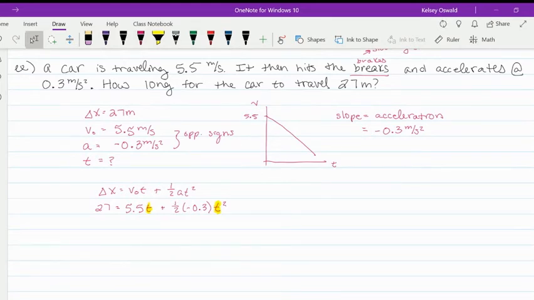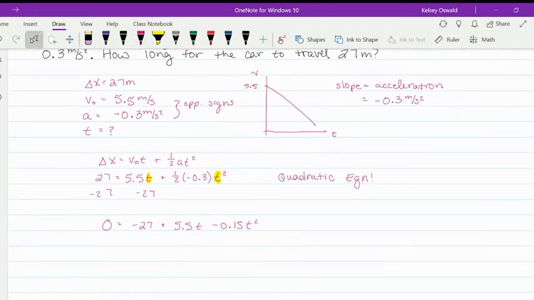And we should recognize this equation. If we have t squared, this should remind us of the equation of a quadratic. So in order to solve this, we're going to need to use the quadratic equation. So our first step in solving is to get everything over to one side. So subtract 27. That leaves us with 0 is equal to negative 27 plus 5.5t minus 0.15t squared, okay? Because we did 1/2 times negative 0.3, that left us with negative 0.15.